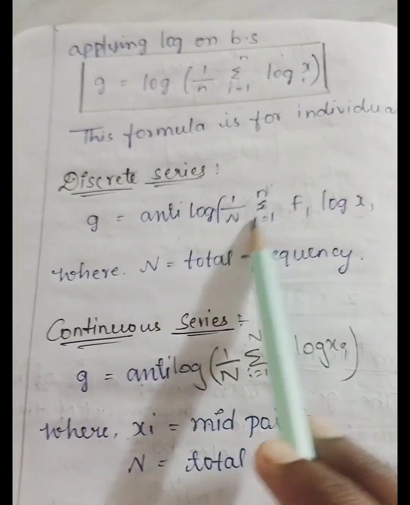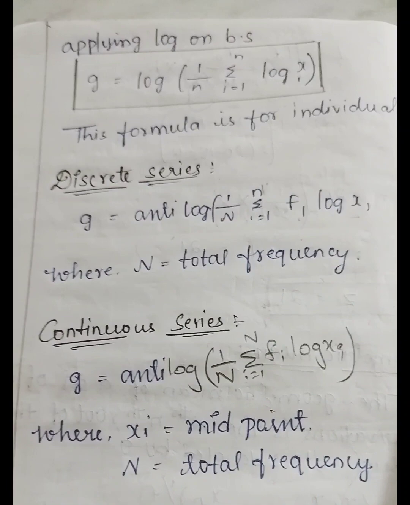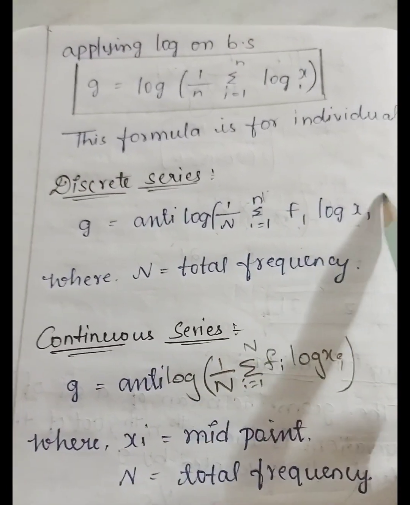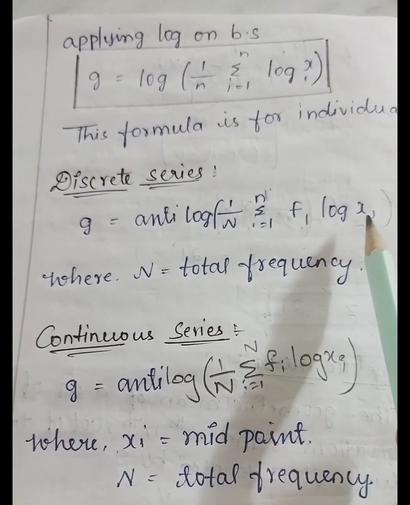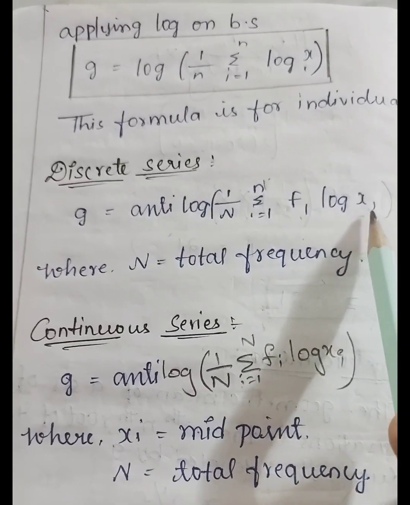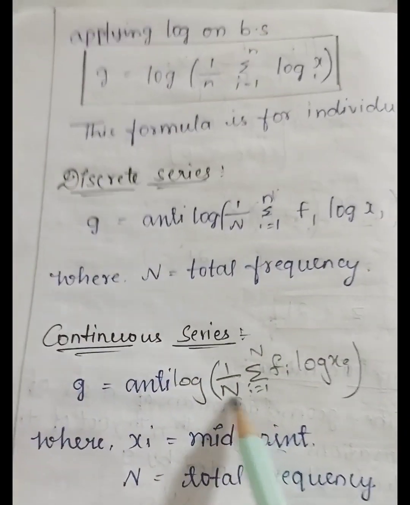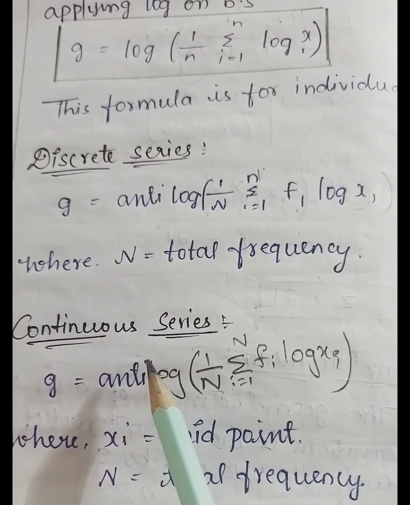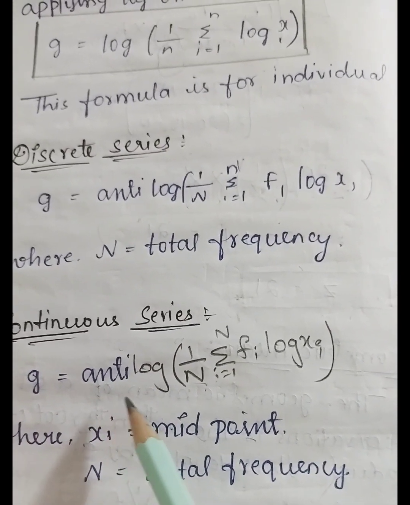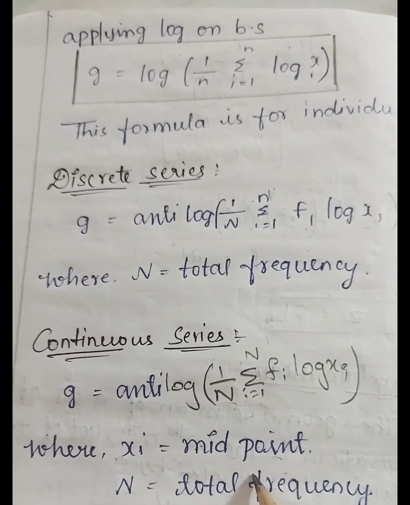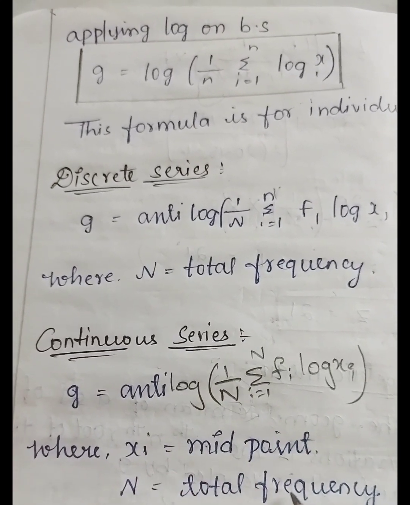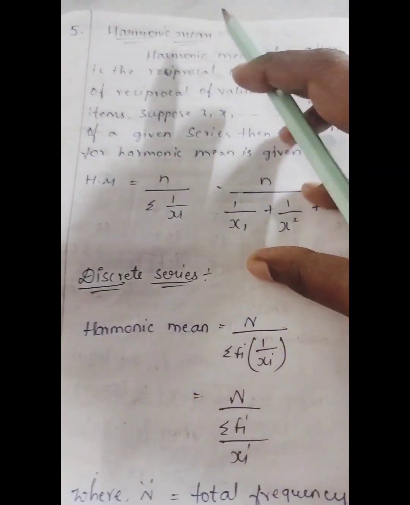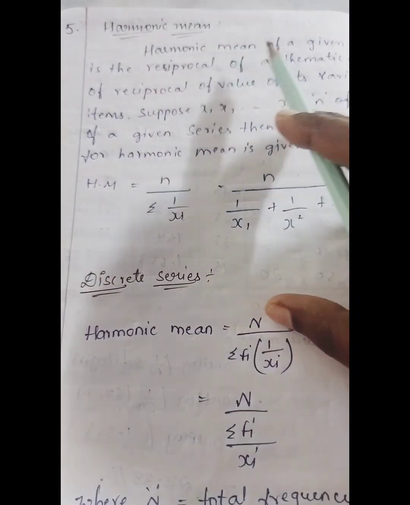Coming to the continuous series, continuous and discrete is completely same, but the only difference here is we consider in discrete xi as a value or observation, but here xi is a midpoint because in continuous series all the x values exist in the form of intervals, class intervals. So we'll take the midpoint as the x value, and you already know that N is the total frequency. That's it. Now comes the harmonic mean, which is the last measure of central tendency.